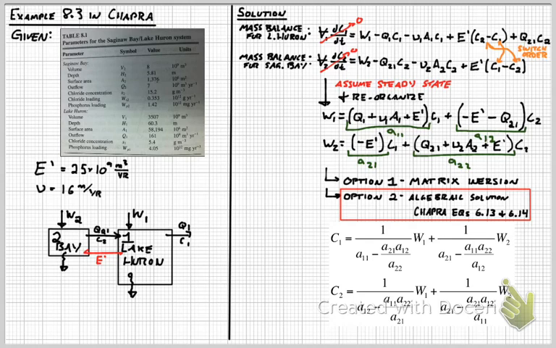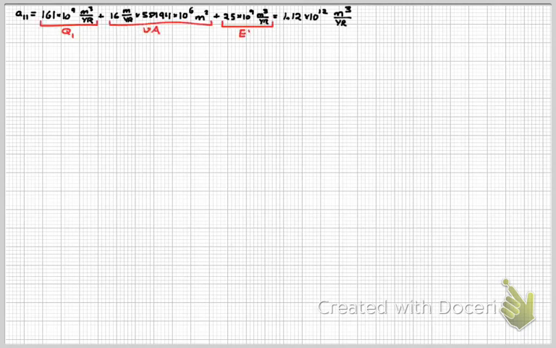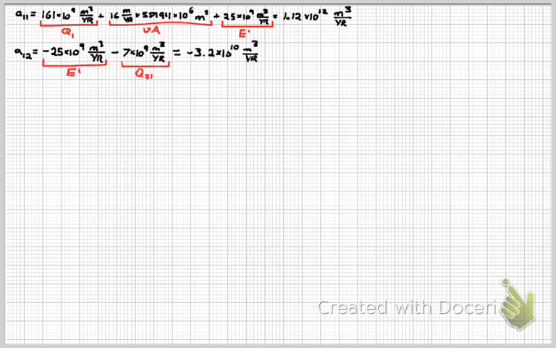So in order to do this, we want to go ahead and calculate all of the terms that I've identified in the green text on this slide. So on the next slide, we'll calculate each of those forcing terms. And so A11, or the response of 1 into a load in 1, we've got the discharge, settling velocity times the area, and the diffusion flow. For A12, we've got diffusion flow, and we've got the outflow.